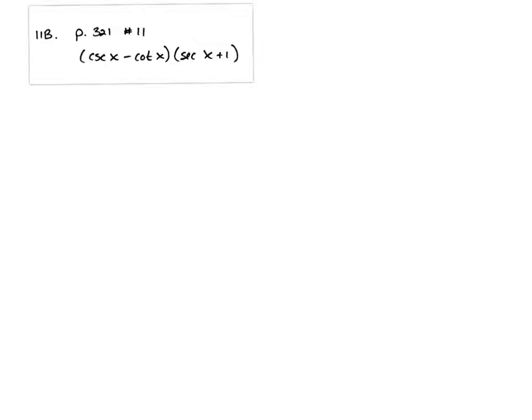Okay, this problem is from homework assignment 11B. It's number 11 on page 321. When I'm looking at this, once again, I notice that I have multiple functions here. I have cosecant, cotangent, and secant. So I am going to be writing things in terms of sines and cosines.